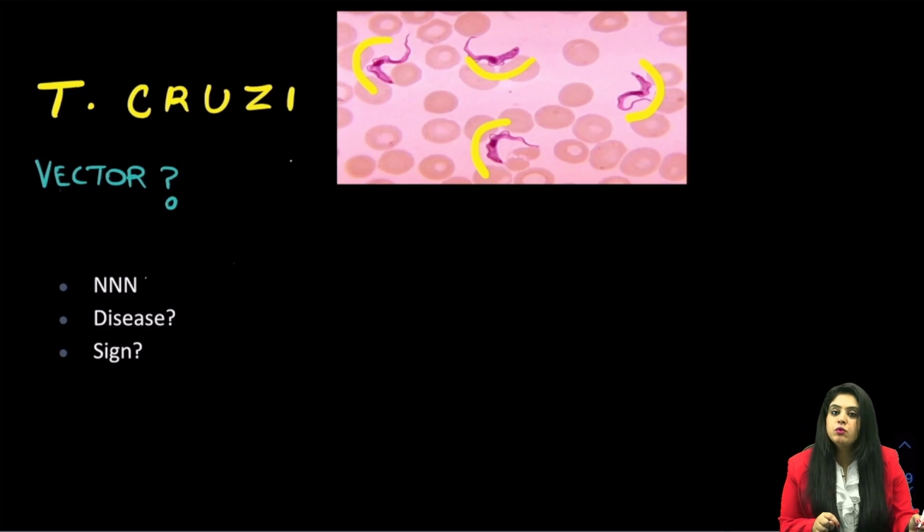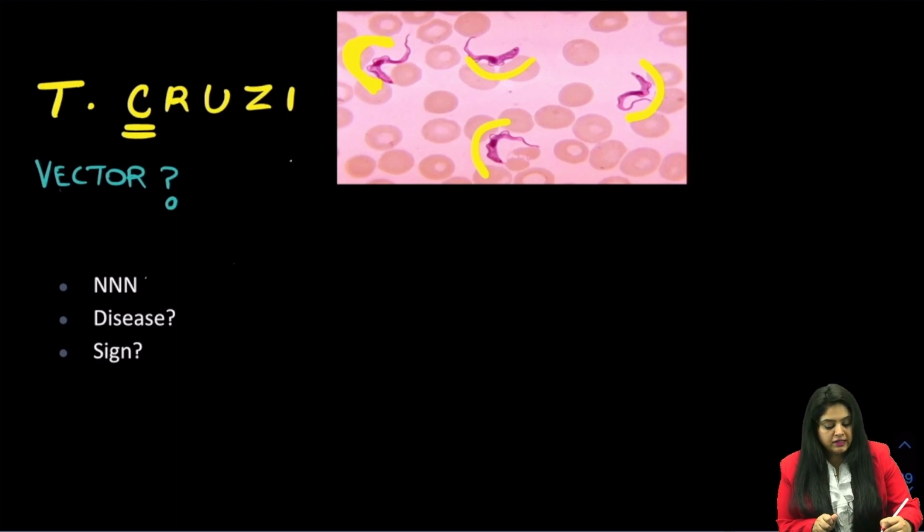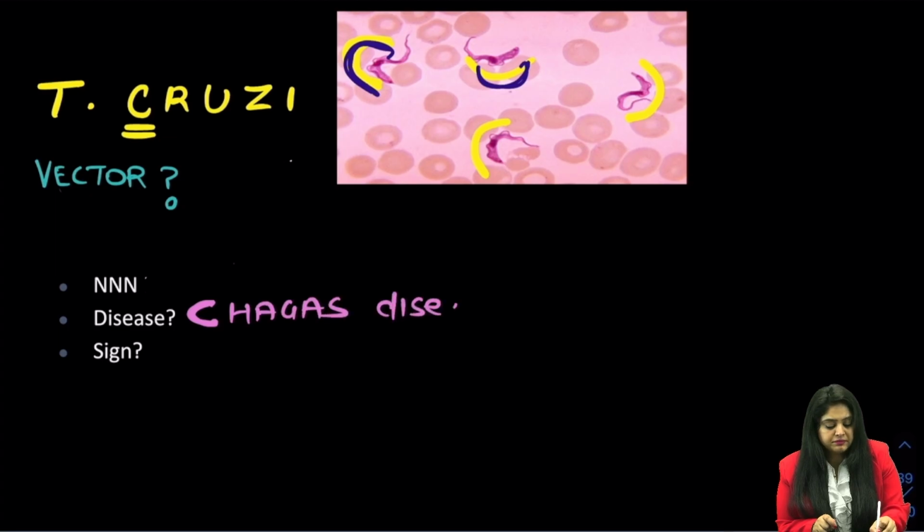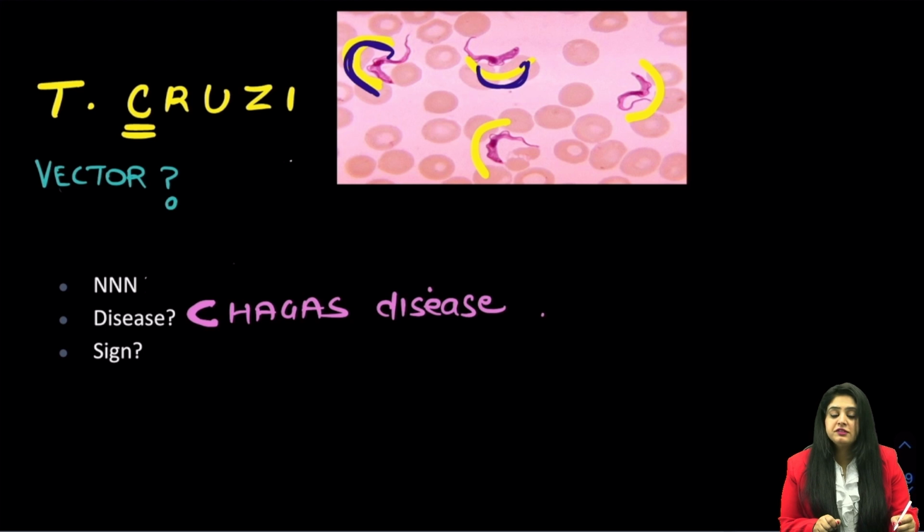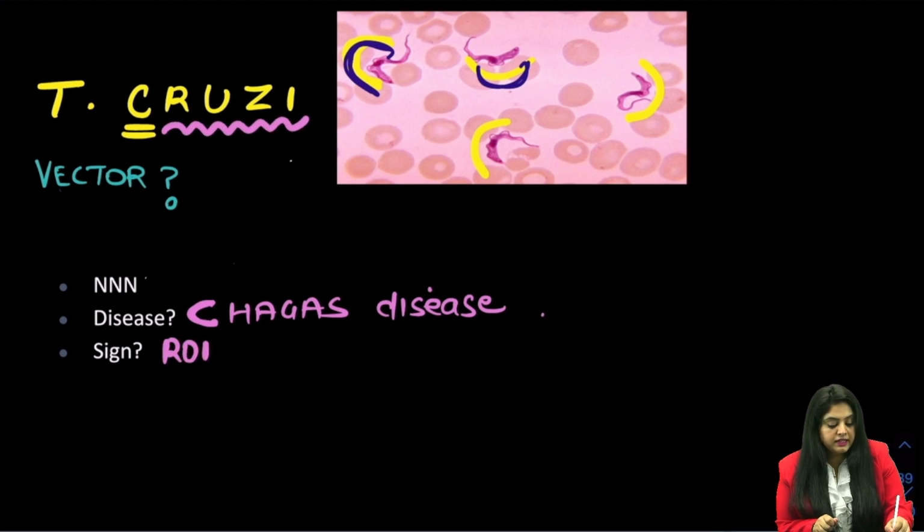So first and foremost, remember that Trypanosoma cruzi is going to be C for cruzi. So the shape of the organism that I'm seeing over here is a C-shape organism. Also remember, the disease that we are going to study is a C disease known as Chagas disease. That is the first C. And who's gone on a cruise? Romans are on a cruise. Means what is the sign that it's going to show you? Romana's sign it will show me.